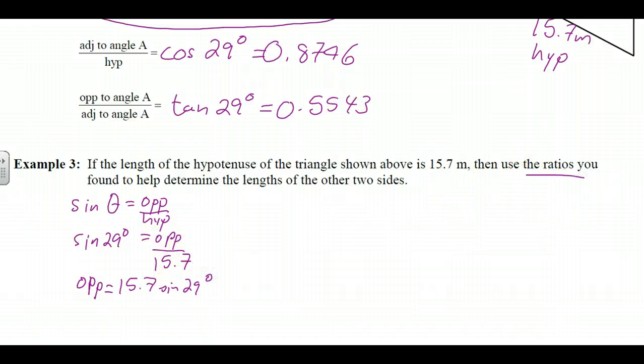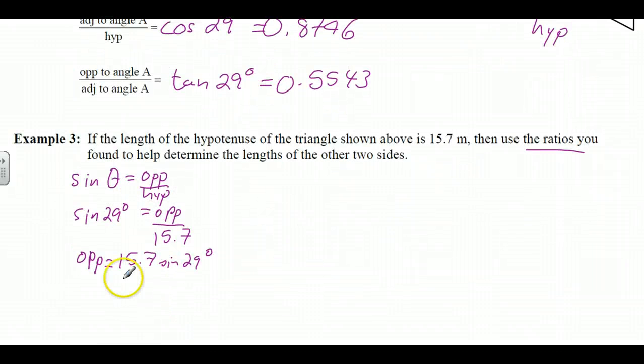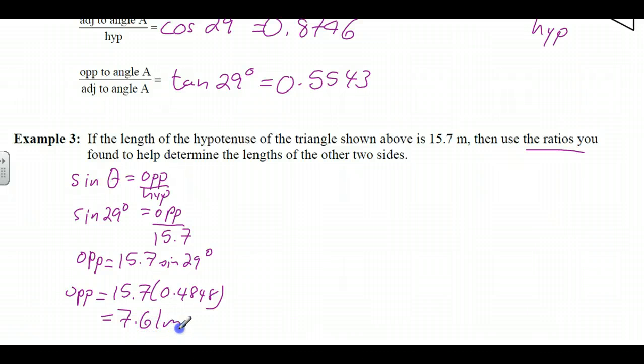It said use the ratios you found, so we'll use the 0.4848. So the opposite side is 15.7 times 0.4848, which is 7.61 meters, right? We bring in the units now at the end, and we're rounding sides to the nearest hundredth here. Although it doesn't actually say in the question, I guess, but we'll stick with what we did above.